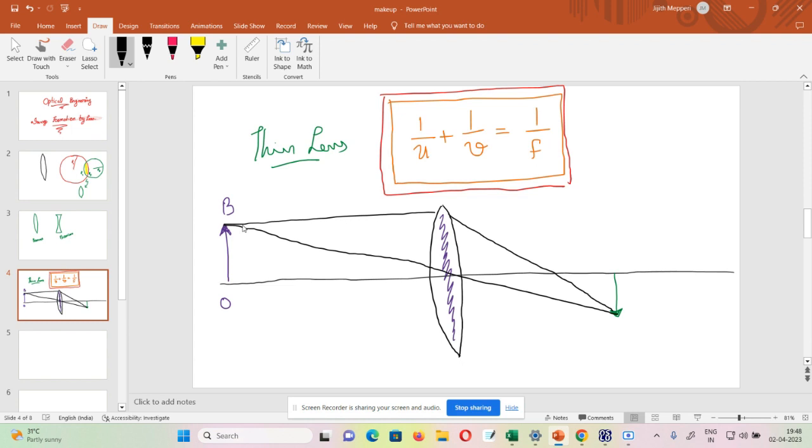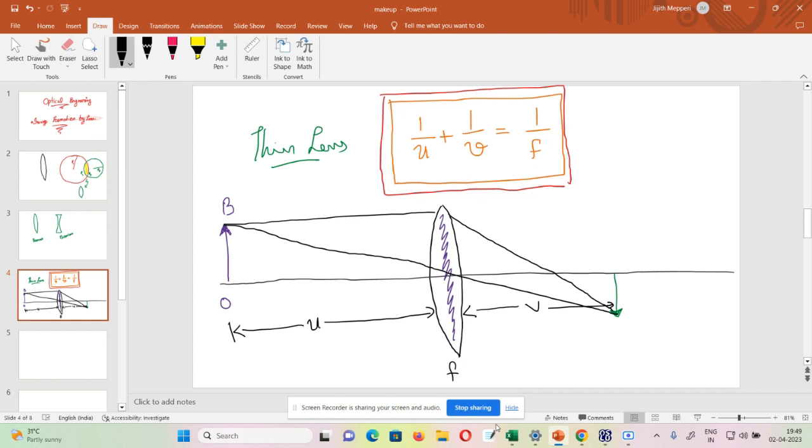So if this is the imaging condition, the parameters are as given here. This is u. u means the distance between the object and the lens, and this is v. v is the distance between the lens and the image, and f is the focal distance of the lens.